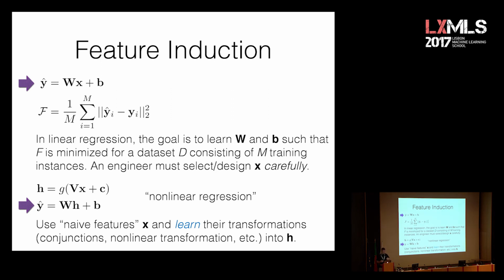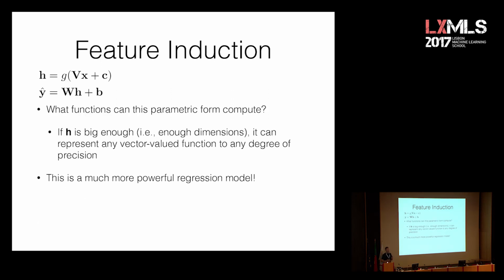Now, the nice thing about this is, of course, we can use naive features, X, that are easy to measure, and compute this hidden activation that'll then let them stand in a linear relationship to the things that you're trying to predict. So what functions can this compute, actually? If H becomes big enough, that is, if it has enough dimensions, and you get to pick the number of dimensions, it can represent any vector-valued function to any degree of precision.